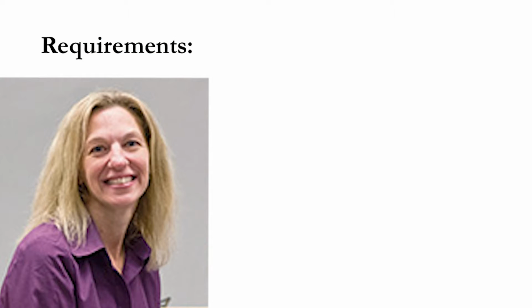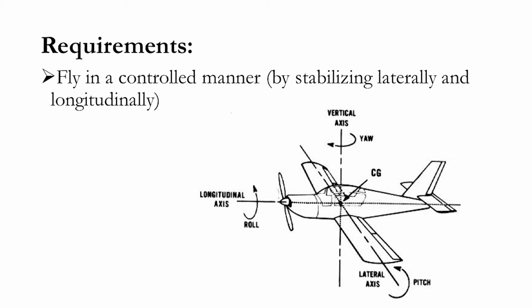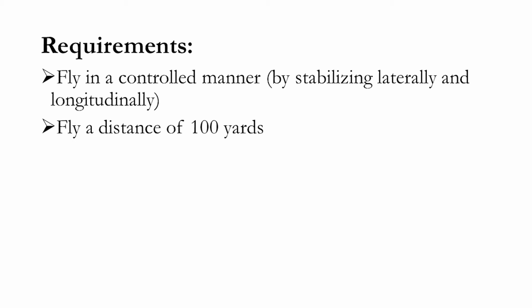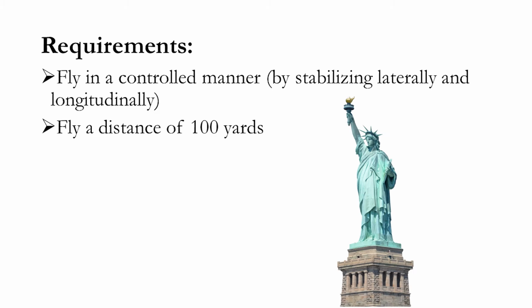Back in August of 2021, our client, Professor Lampkin Kennard, recruited us to create a flying ornithopter for RIT's robotic zoo. She gave us a few requirements. Our ornithopter must fly in a controlled manner by stabilizing itself laterally and longitudinally. It also has to fly a distance of 100 yards, which is as long as the length of a football field or the Statue of Liberty is tall.